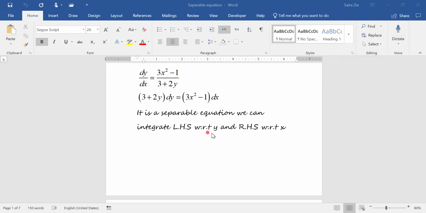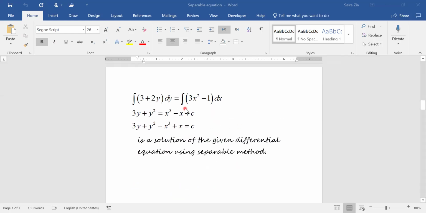So integrate the left hand side with respect to y and the right hand side with respect to x. When we integrate, we get 3 integral with respect to y is 3y, and 2y square over 2, so the 2 will be cancelled, and on the right 3x cube over 3 becomes x cube, minus x, plus the constant of integration. So this will be the solution of the given differential equation using the separable method.